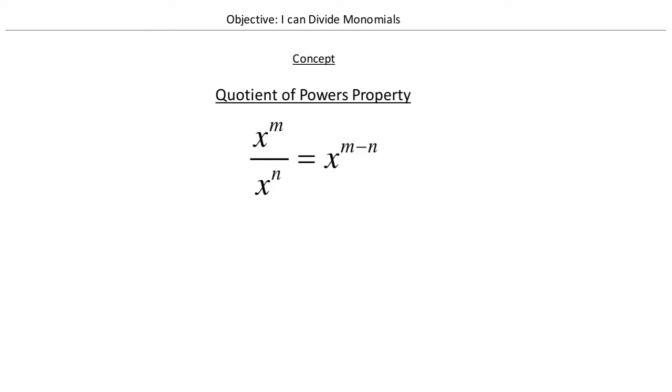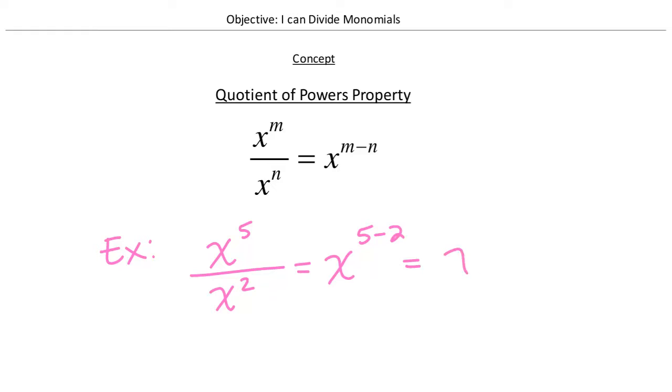So for example, if I have x to the 5th power divided by x to the 2nd power, then that means I would subtract the exponents. That would be 5 minus 2, which gives me x to the 3rd power. Okay?